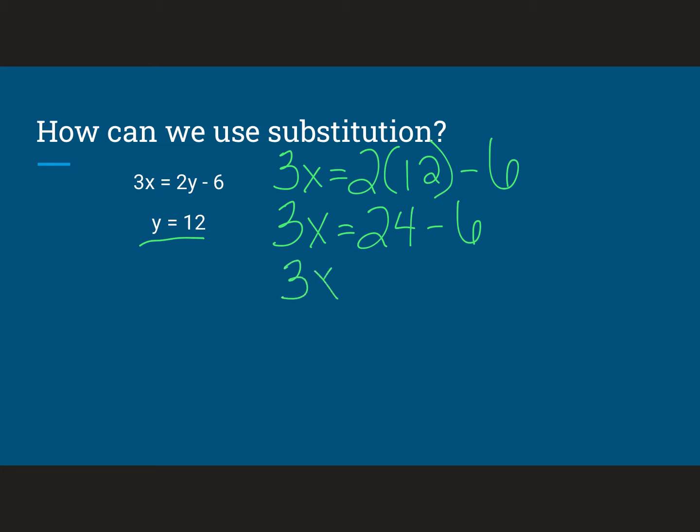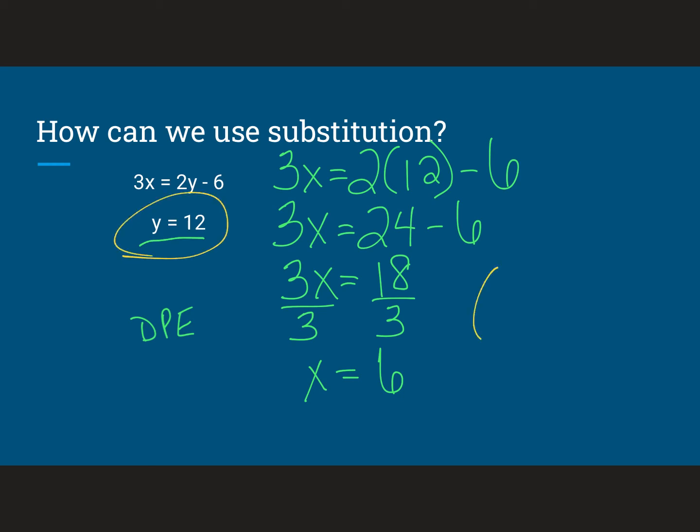So I have 3x equals 18. All I've done so far is just simplify things. I substituted and simplified. At this point, I'm just going to use my division property of equality. I'm going to divide both sides by 3. 3x divided by 3 is x. 18 divided by 3 is 6. Once again, make sure you go back and get that y value. So my answer here is an x value of 6 and a y value of 12 is the solution to that system. Not too hard, you just have to make sure you put your answer in the correct format.